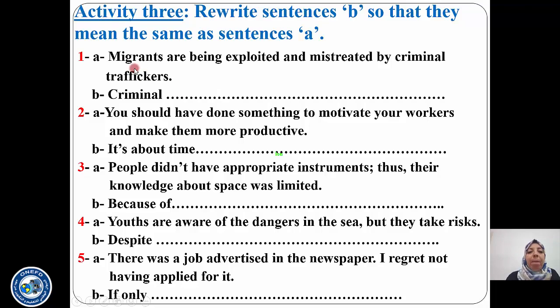So, for example, migrants are being exploited and mistreated by criminal traffickers. When you are asked to start the sentence with criminal, here, by criminal traffickers is used in the previous sentence as an agent, okay? Because it is a passive sentence. So the agent here becomes the subject of sentence B. So you are asked to turn it into an active form, okay? So pay attention also to other details to have a correct answer.